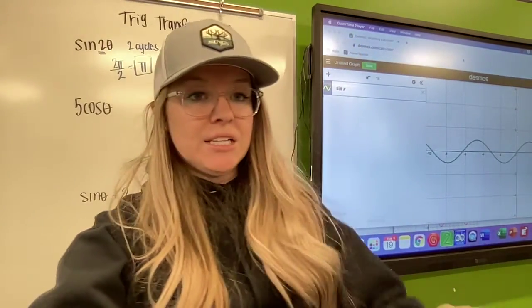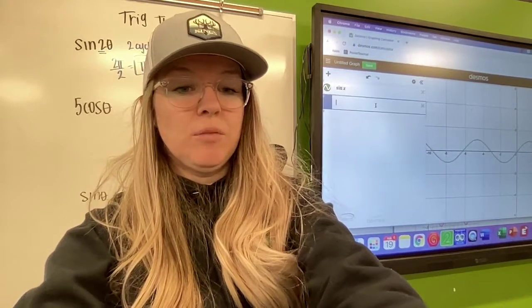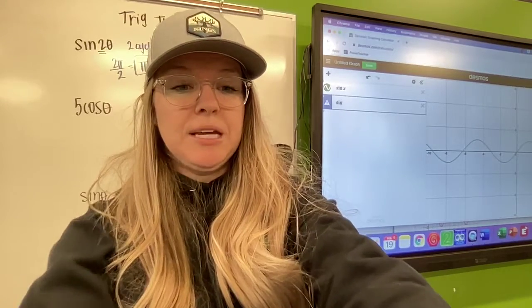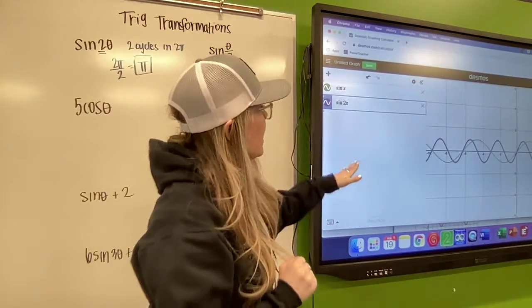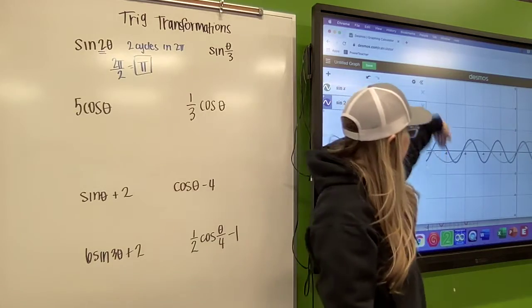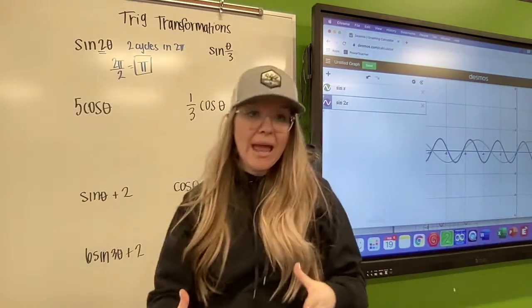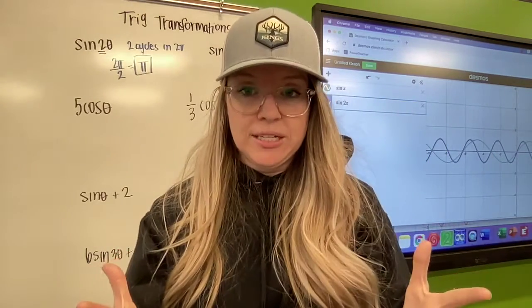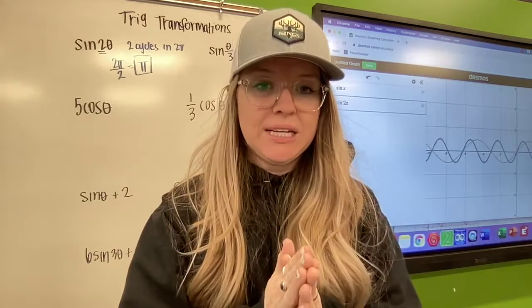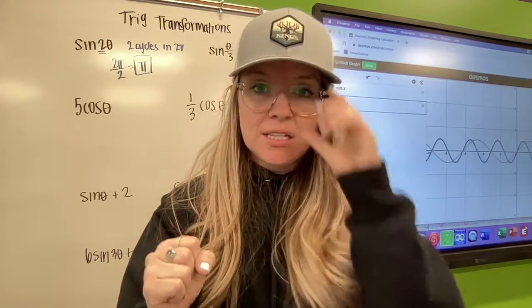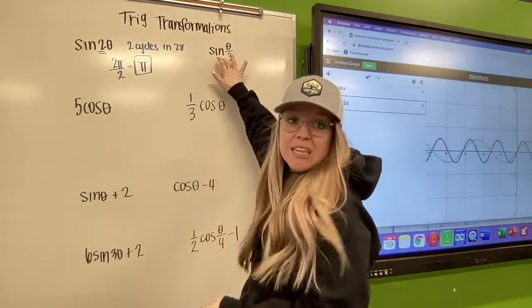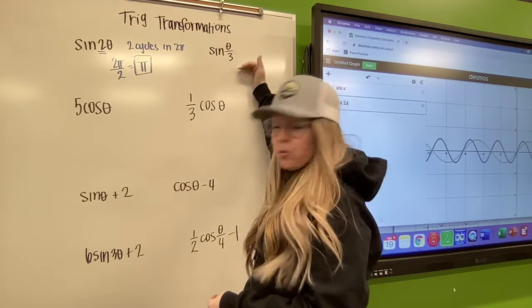So if I type that into the computer here, we should see it show up on the screen. I'm going to be typing in the sine of 2x. And so now what's happening is we're seeing twice as many waves as we saw originally. Okay, hopefully we can see that. Hopefully it makes sense.